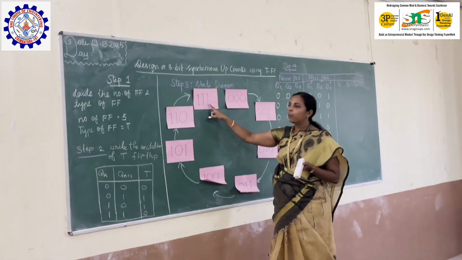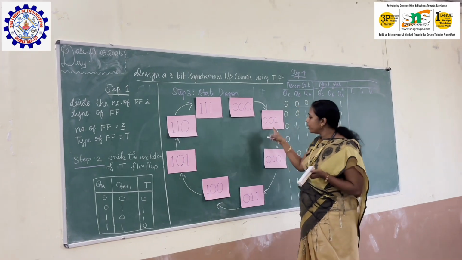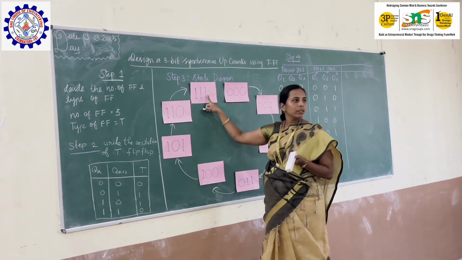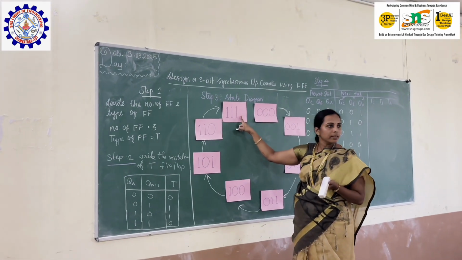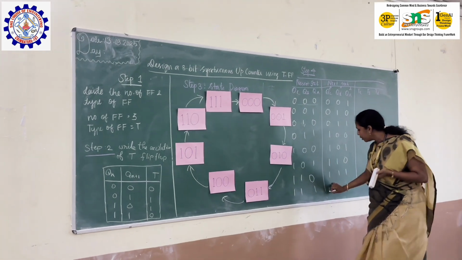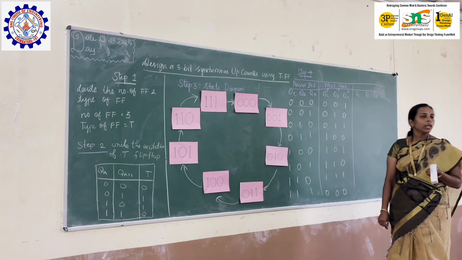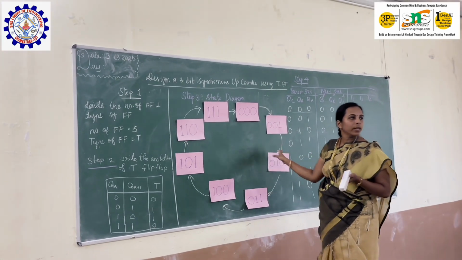Now if 1, 1, 1 is the present state, who will be the next state? Altogether, how many states are here? 1, 2, 3, 4, 5, 6, 7, 8. So it's over, right? We do not have more states. And if it is the present state, what is the next state? 0, 0, 0 is the next state. So this is known as the state diagram, representing all the states.